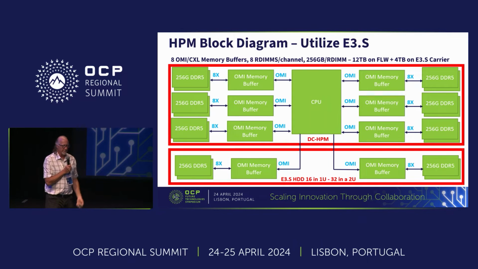This is what it looks like in cartoon form. You've got your 3 buffers up top, and then you're driving that OMI link down onto that E3.S, normally a hard disk drive bay, but now you'd be using that for memory. Again, getting up to 16 or potentially 32 terabytes.